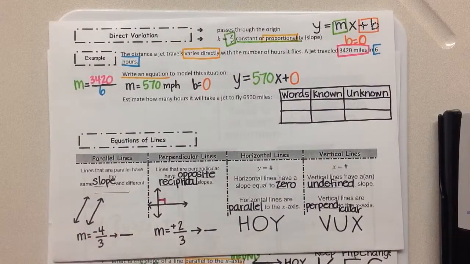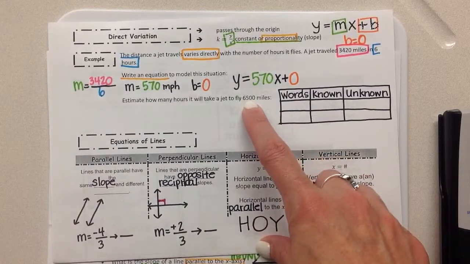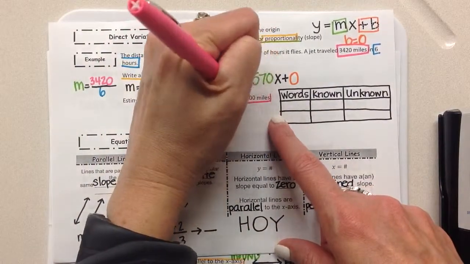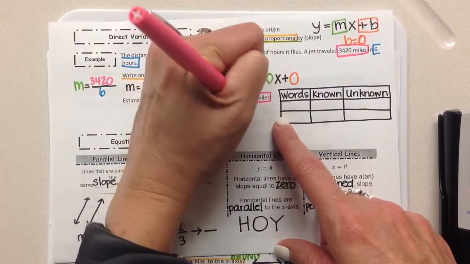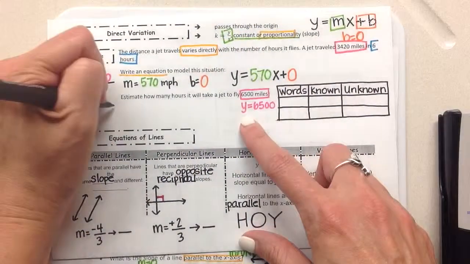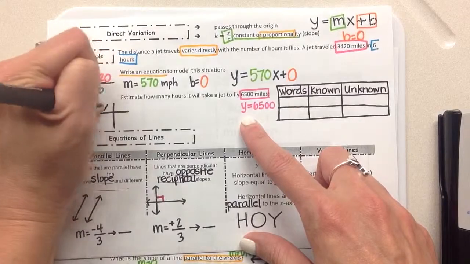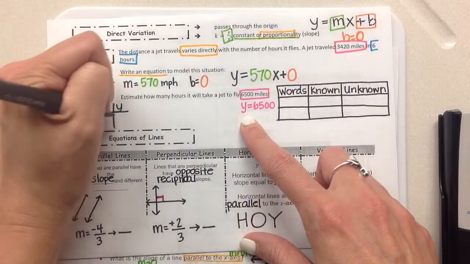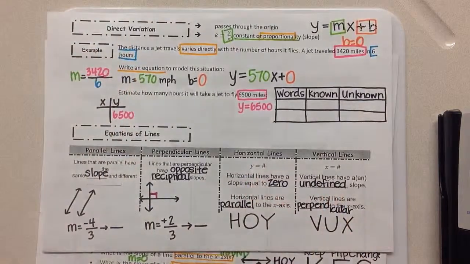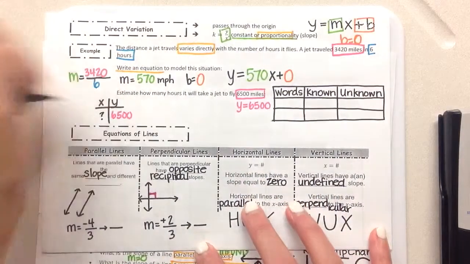All right, so part B, estimate how many hours it would take the jet to fly 6,500 miles. So I want to look at this number, and it's telling me that this is a y number because it's talking about miles, it's not talking about time. So they're telling me that y is equal to 6,500. Now, I have an equation and I have a y value, so I could use my calculator and I could go to the table. So they've given me the y value of 6,500, and if they've given me the y value, that must mean they're asking me for the x value.